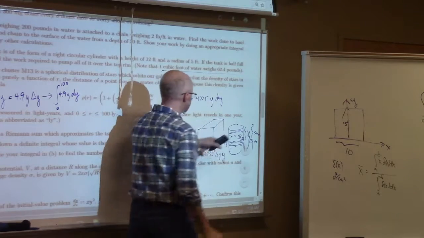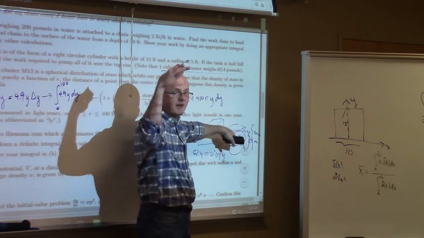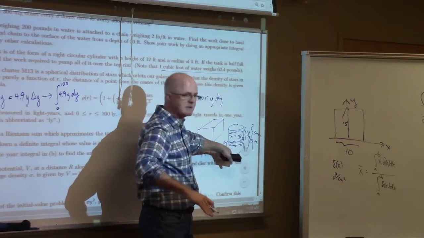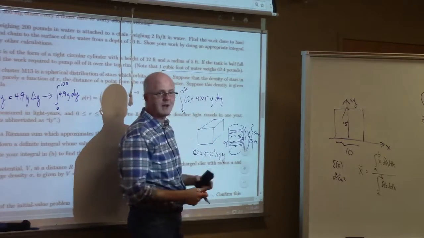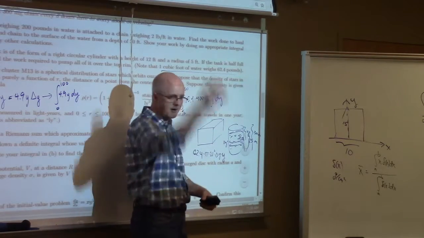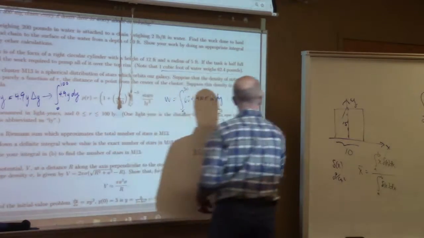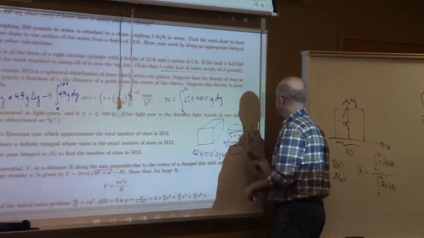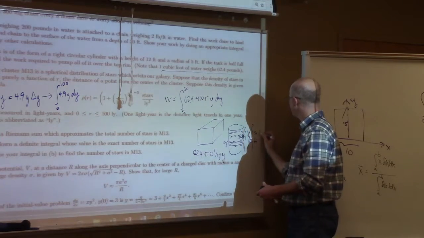Because the topmost slice of water would go up by 5 meters, and the bottommost slice would go up by 30 meters. So the integral would be from 5 to 30 in this situation, if the entire height is 30 but the water's only up to 25. Oops, I guess we're doing feet here, sorry. Mixing up my SI and my non-SI units.